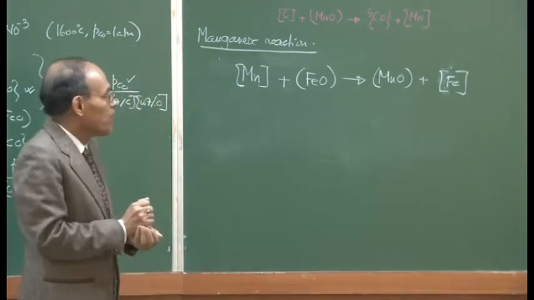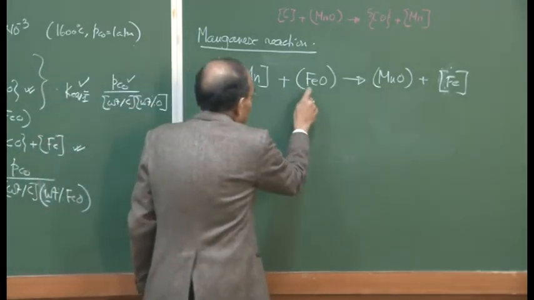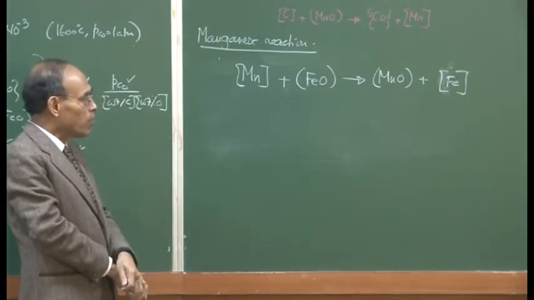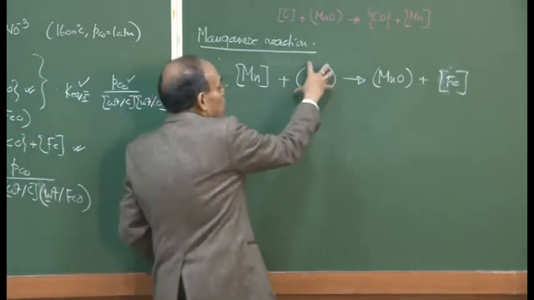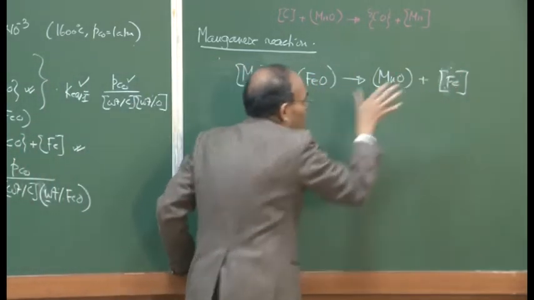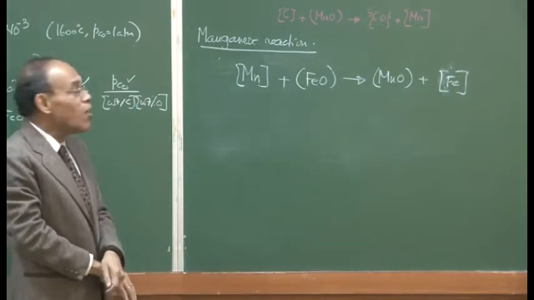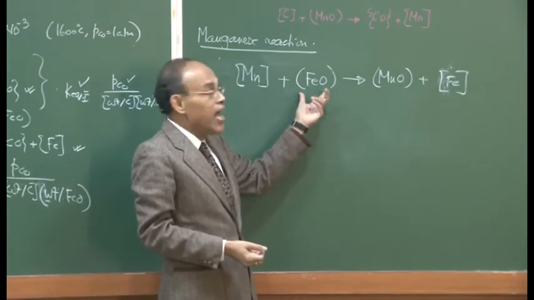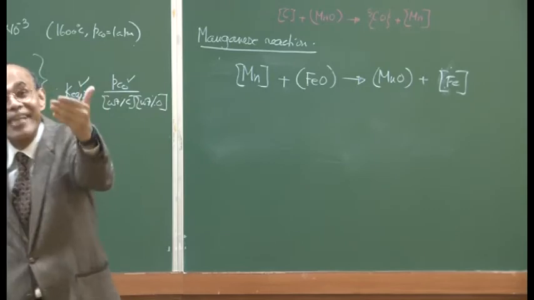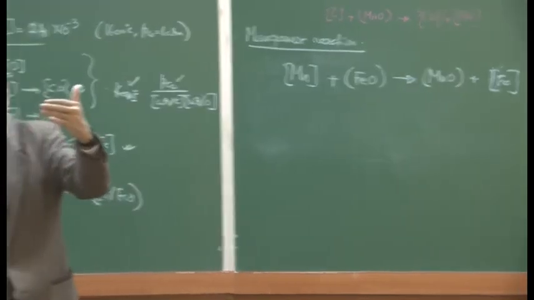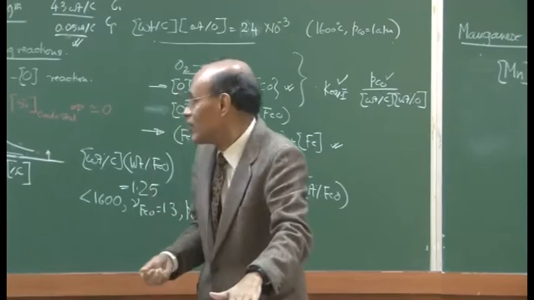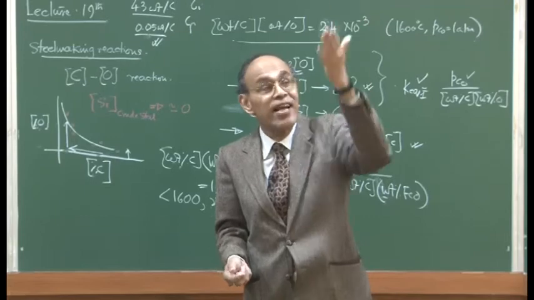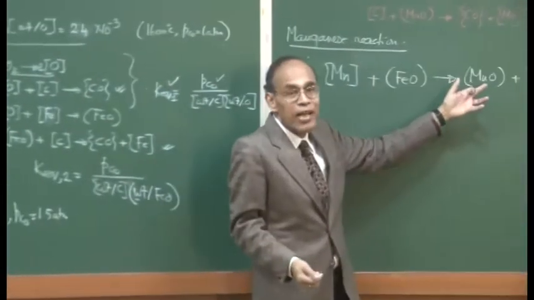One important thing is that as the FeO content of the slag increases, the activity of FeO increases, and as a result this reaction will have a tendency to go from left to right. So manganese oxidation is promoted provided the FeO content of the slag is large, and this will happen only towards the later part of the refining period, when carbon has gone down, oxygen in the bath has increased and FeO in the slag has increased. That is the time this reaction can proceed from left to right.